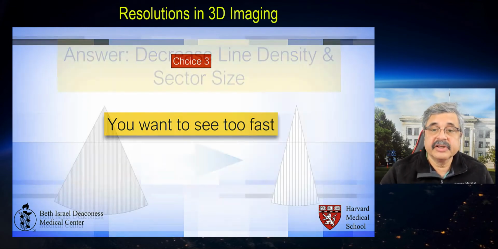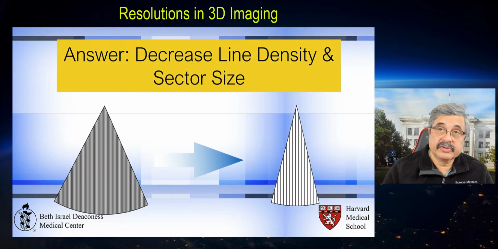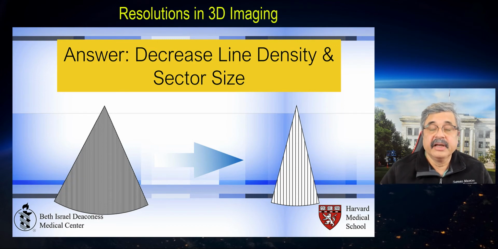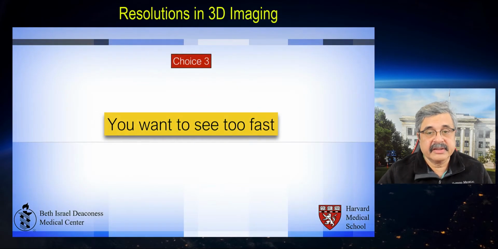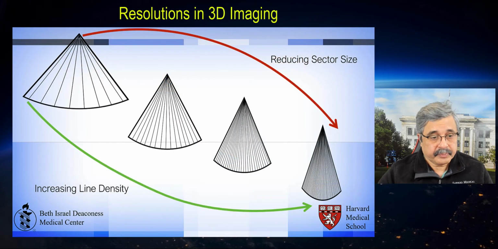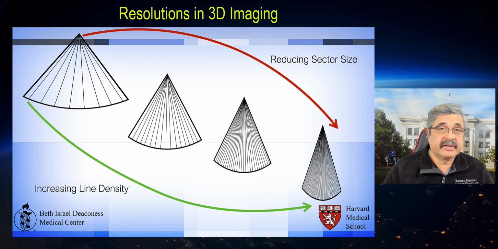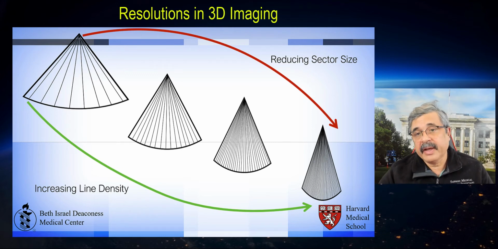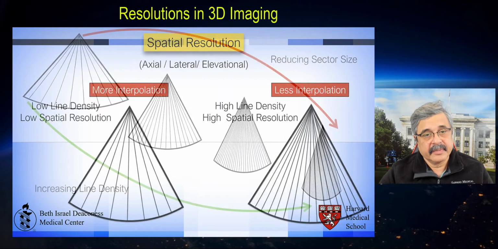Let's just say you want to see too fast. You have to reduce the sector size and reduce the line density. You cannot have the best of everything at the same time. Having said this, increasing and decreasing the line density, increasing the sector size, and reducing or increasing the imaging depth all have impacts on your line density.